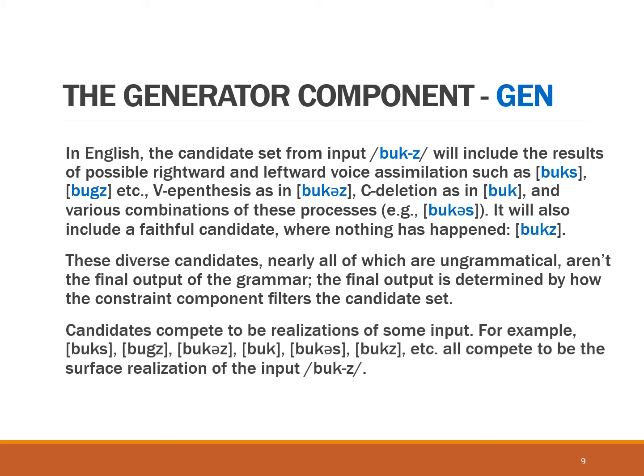Candidates compete in the evaluation part. Candidates compete to be the realization of some input. For example, books, bookers, and other forms all compete to be the surface realization of the input books. So what happens? All the candidates try to win the race. I take the opportunity to introduce you to this term, win the race. Win the race means they want to be the winner of this competition. All of them try to be the winner. Okay. Now, but which candidate wins? This is a question.